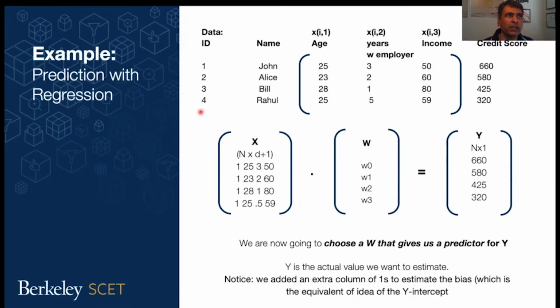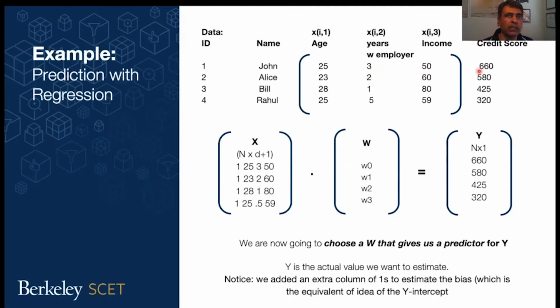And what we have here is a table. It has 4 rows in it. For example, the names of each person is a different row. And also on each row are 3 characteristics: their age, how many years they've worked for a certain employer, and their current income. And then there's also a column Y here, which is the credit score that they currently have.